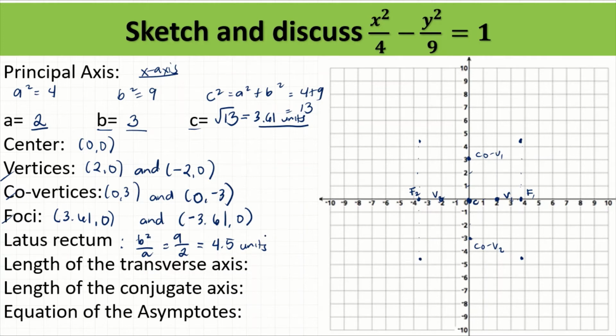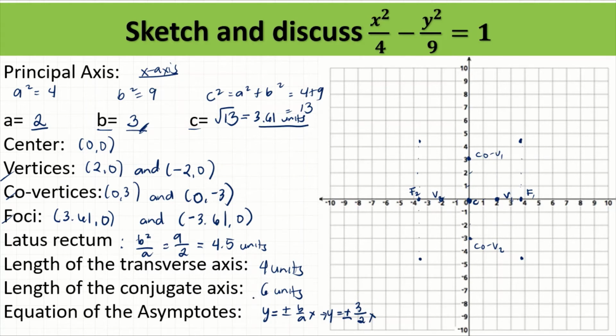And then, the length of the transverse axis, we have 4 units. Times 2 lang natin itong a. Okay, length of the conjugate axis, 3 times 2, that is 6 units. And then the equation of the asymptote, since ang center ng ating hyperbola is (0, 0), we are going to use y is equal to positive and negative b over a times x. So, in here, we have y is equal to positive and negative 3 over 2 x, wherein the slope is 3 over 2.